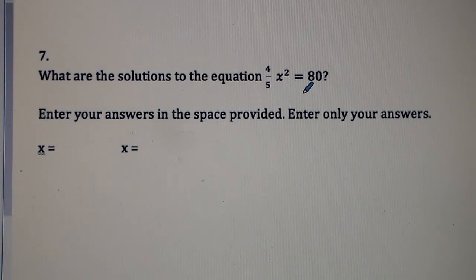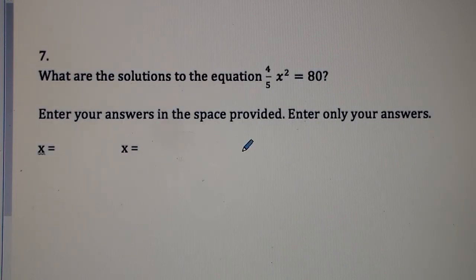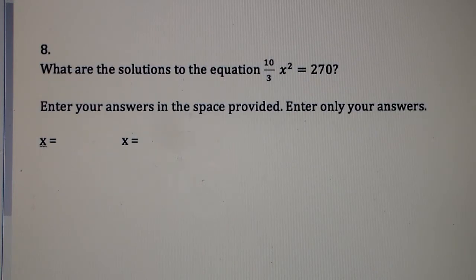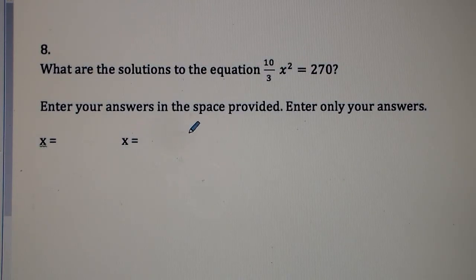Number 7, we have 4/5 times x squared equals 80. Divide 80 divided by 4/5. You're going to get 100. Square root of 100 is positive 10 and negative 10. Number 8, 270 divided by 10/3. That's going to get us 81. So you have x squared equals 81. And the square root of 81 is 9 and negative 9.